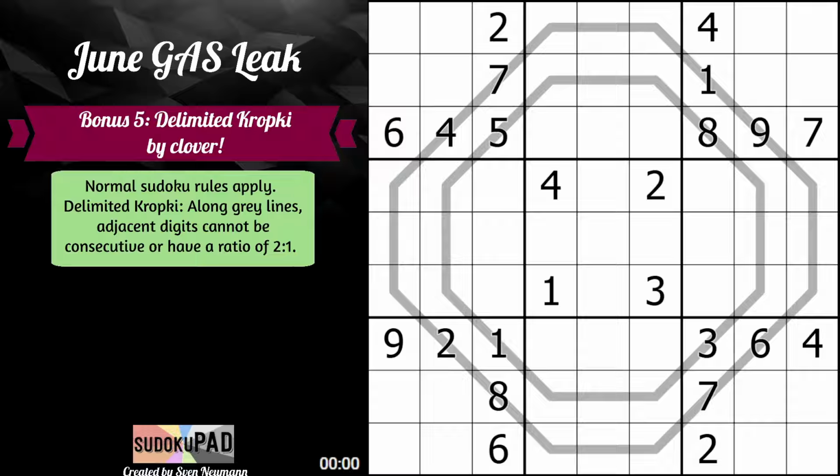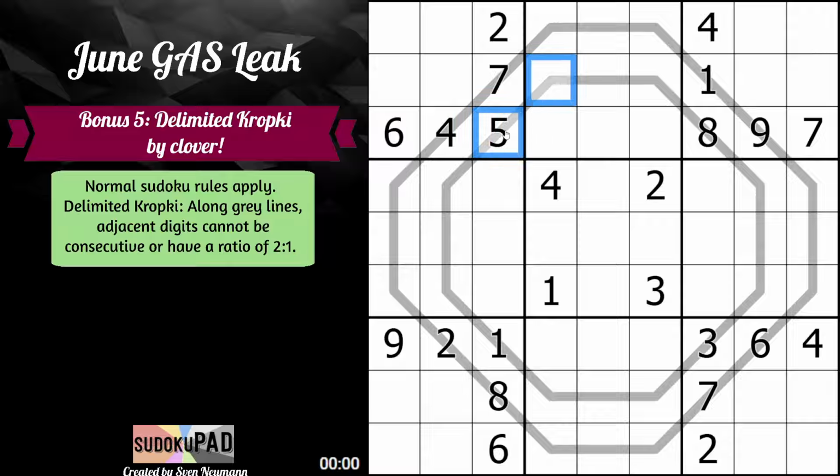This is the final bonus puzzle number 5, and it's called Delimited Crop Key by Clover. Normal Sudoku rules apply. Delimited crop key: along gray lines, adjacent digits cannot be consecutive or have a ratio of 2 to 1. So what does that mean? Well, essentially, we're thinking about our white and black crop key dots, except we have a negative constraint here. They cannot be consecutive and cannot have a ratio of 2 to 1.